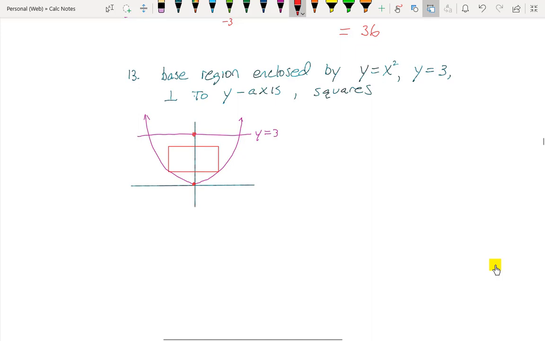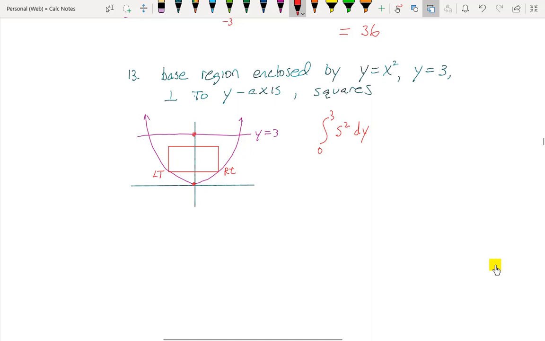We need our right minus left in this case. So right and left, that's going to be the base of our square. So we're going to be doing the integral of s squared dy from 0 to 3. In order to find the base of this, we need to do a right minus left.